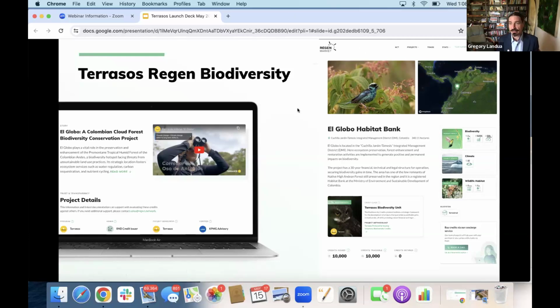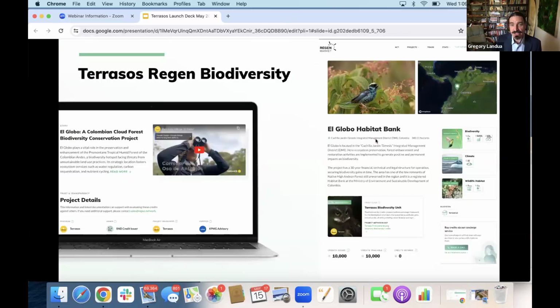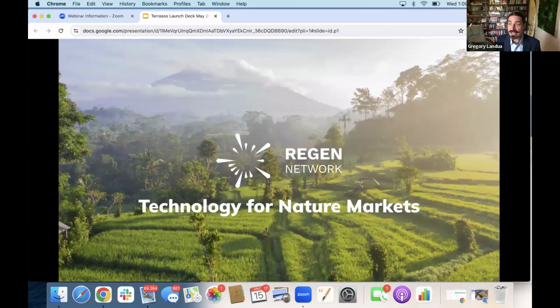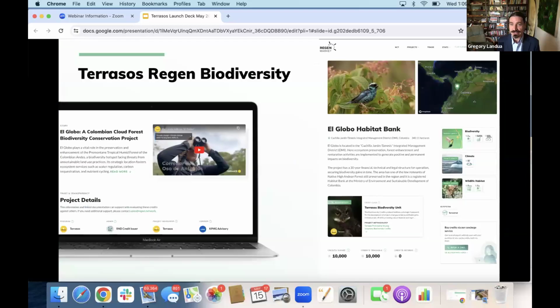And Regen Network is, as I mentioned, focused on bringing technology specifically for nature markets. That means a lot of our focus is on creating tools that allow stakeholders to express data about specific places in ways that build trust and confidence about those units. So you can go to the map.